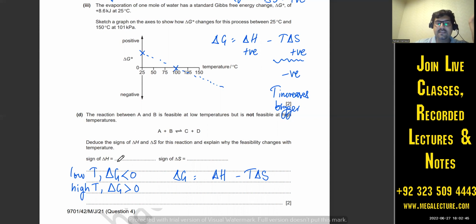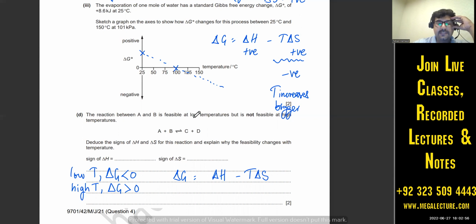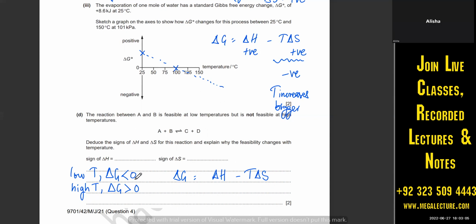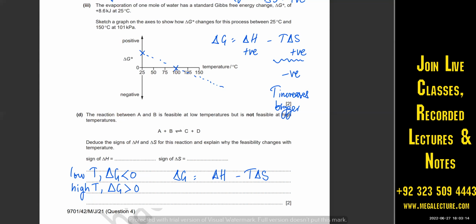Is that clear, this thing? Alicia, is this clear? Not really, sir. Could you explain this? They're saying that at low temperatures, it is feasible. So what is the value of delta G at low temperatures? That's less than 0. That's negative, right? Is it clear? Oh, yes. And at high temperatures, it's not feasible. At high temperatures, delta G must be greater than 0, right? Just a second.